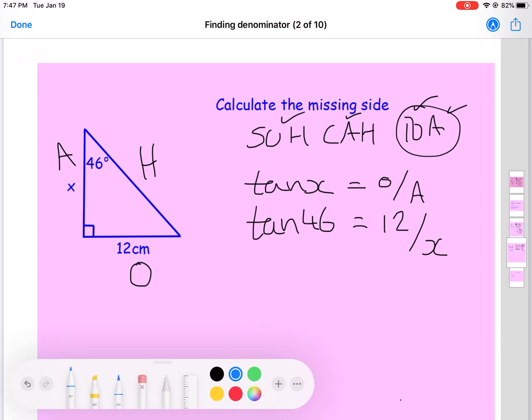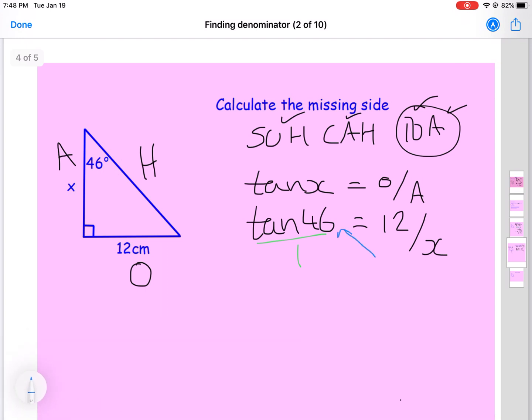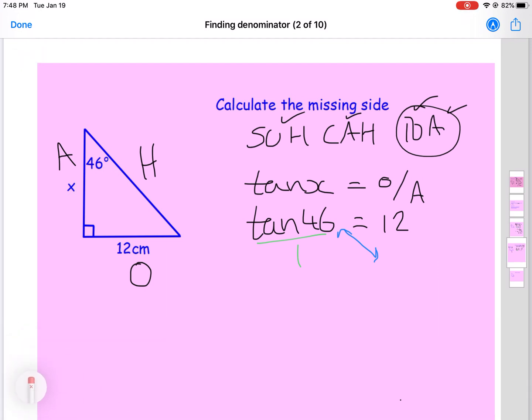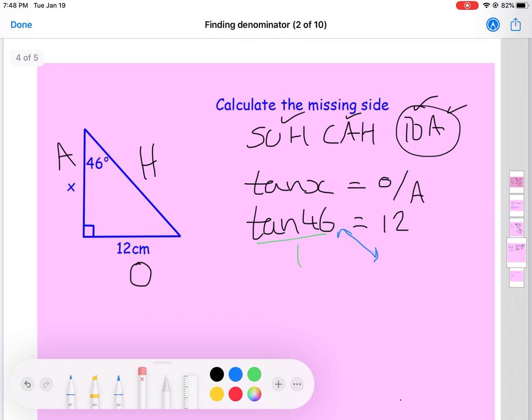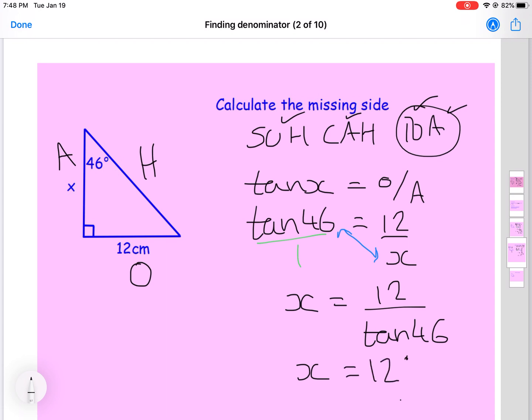From here, we can think of tan 46 as tan 46 over 1, and we can cross multiply over the equal sign. So I'm just going to change that so it looks a bit more like the fraction, rather than the wee squinty fraction. And you can see exactly where those two terms are going to go. So in this case, x is equal to 12 over tan 46. And if we pop that into the calculator, 12 divided by tan 46, we will get the answer.